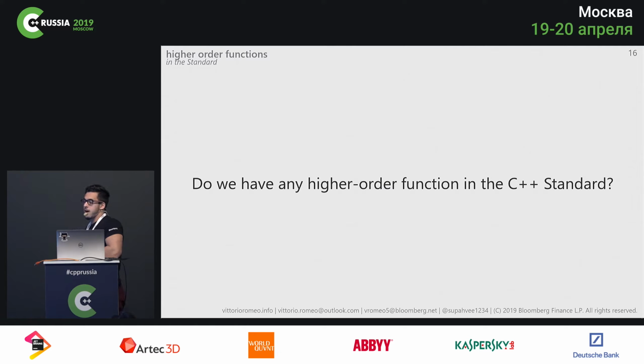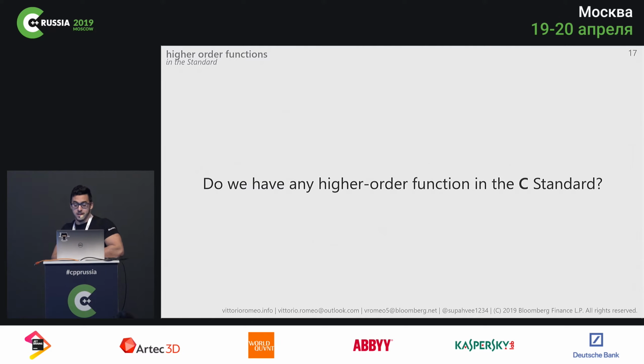So now that you know what a higher order function is, do you think we have any in the C++ standard? Can you name a few? Yeah? More? Like, what are the most common higher order functions in the C++ standard? There's a word starting with A. Sort? What is sort? Sort is an algorithm. So all the algorithm library, for example, is full of higher order functions. But that was kind of easy. So do we have any higher order function in the C standard?